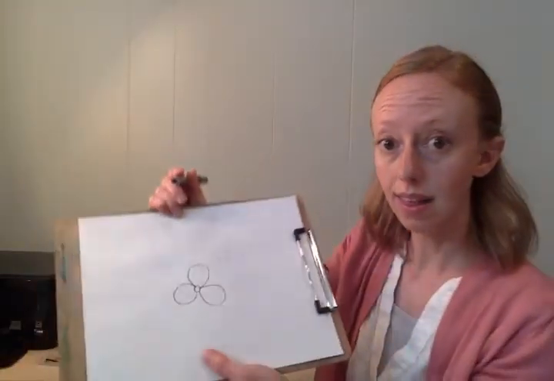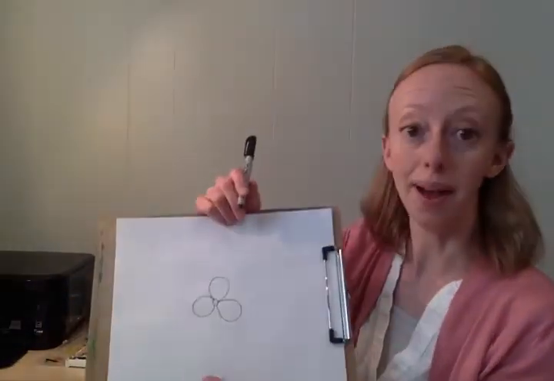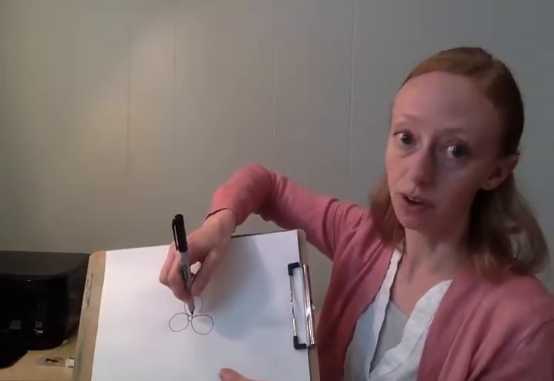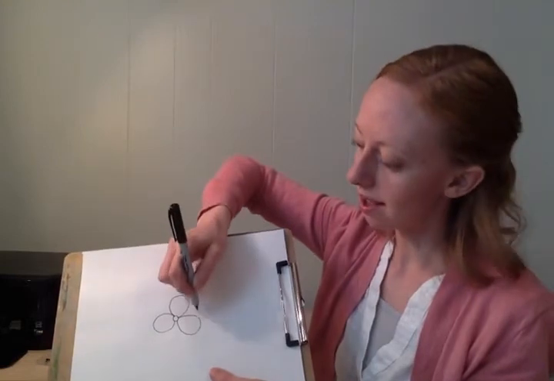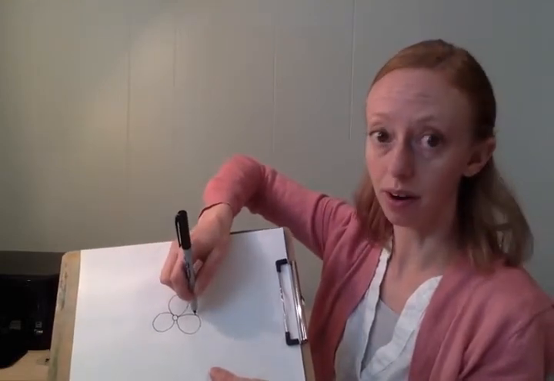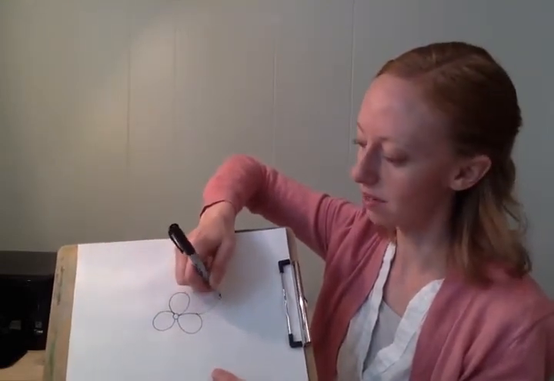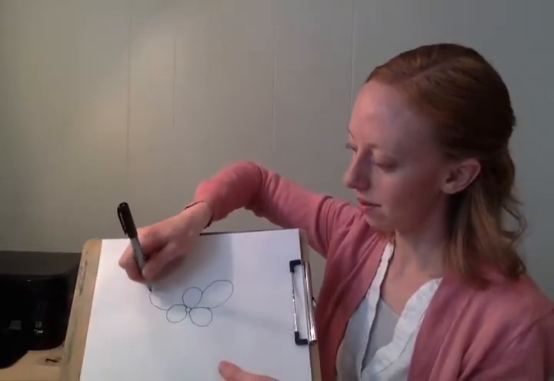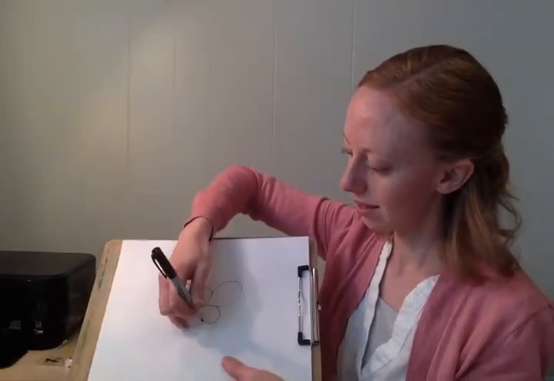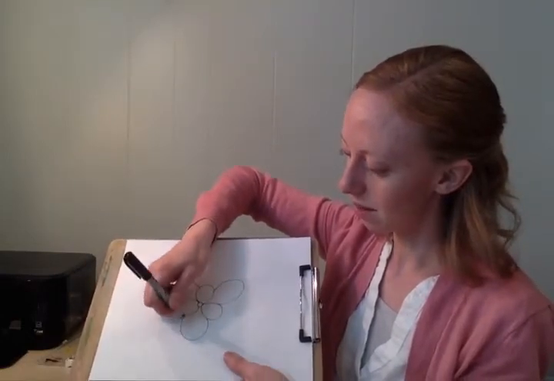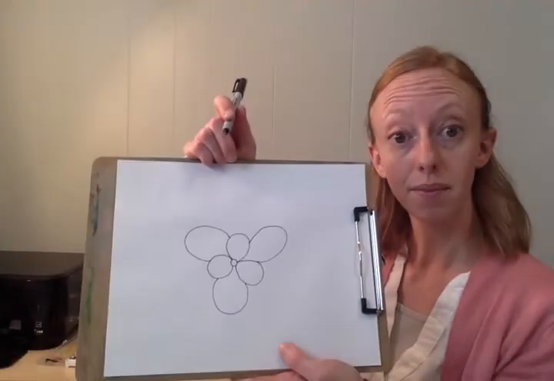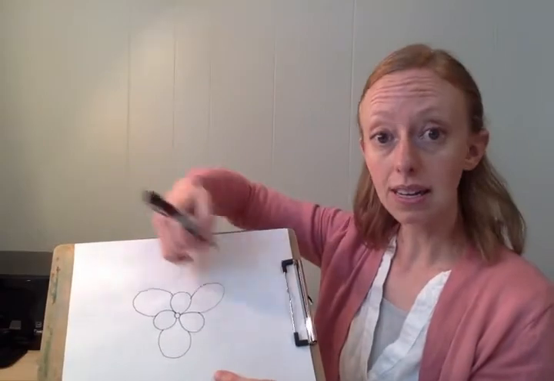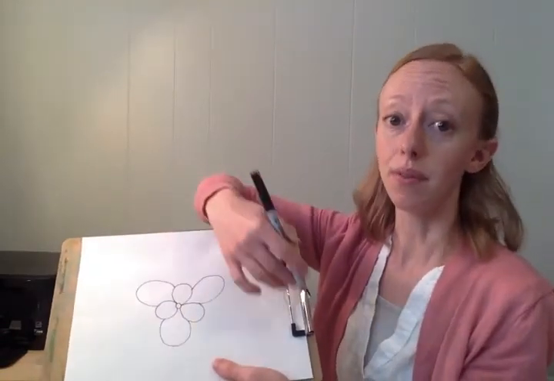All right, and then I'm going to do the same idea, but instead of connecting to my circle, I'm going to start connecting to these bigger petals now. So I'm going to go out and connect back, out and back, out and back, like that. My petals are getting bigger now. Okay, so then I'm going to keep doing the same idea around the whole paper.